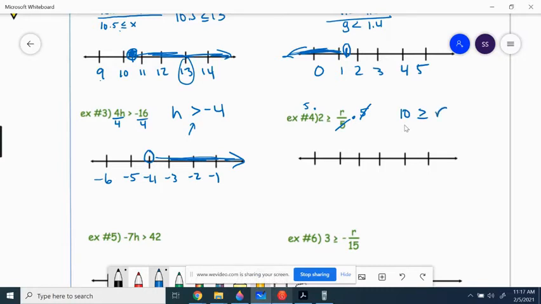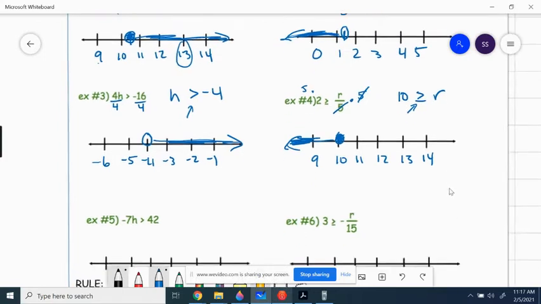All right, so let's graph this one out. Let's see, 9, 10, 11, 12, 13, and 14. Let's circle the number that we're comparing. Determine if it's open or closed. The line underneath means it's closed. It includes 10. And the mouth is eating the number. That must mean the variable is smaller. Smaller numbers go to the left. All right, moving on.